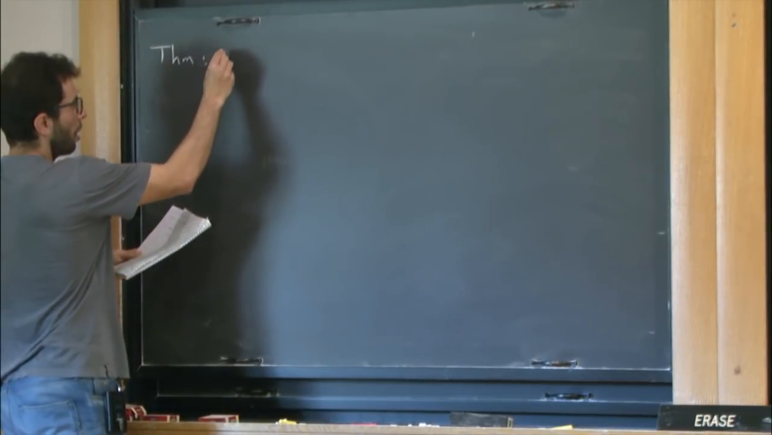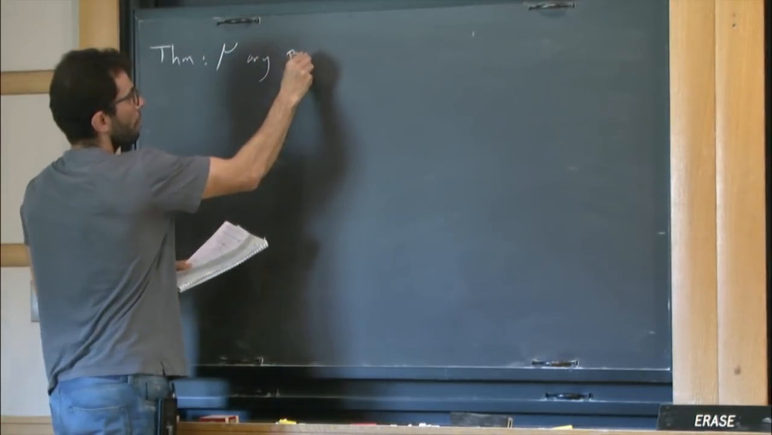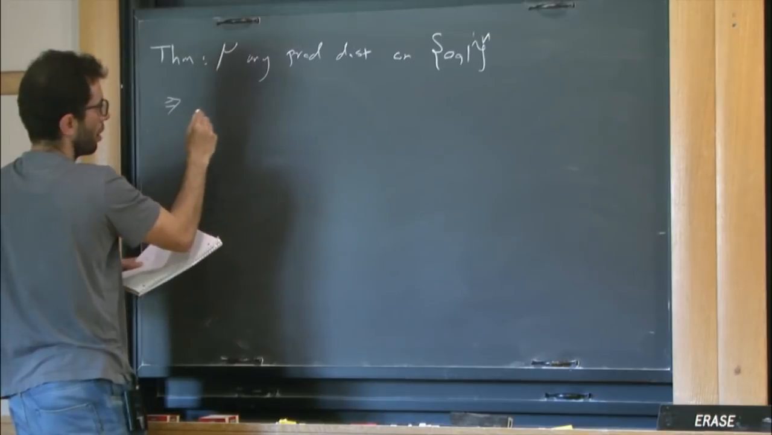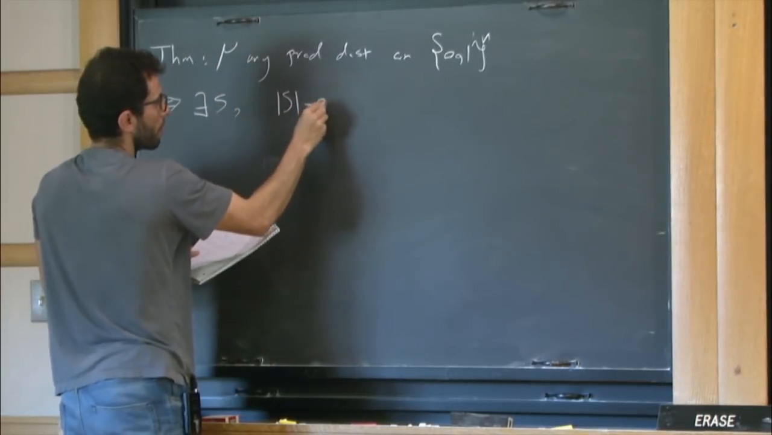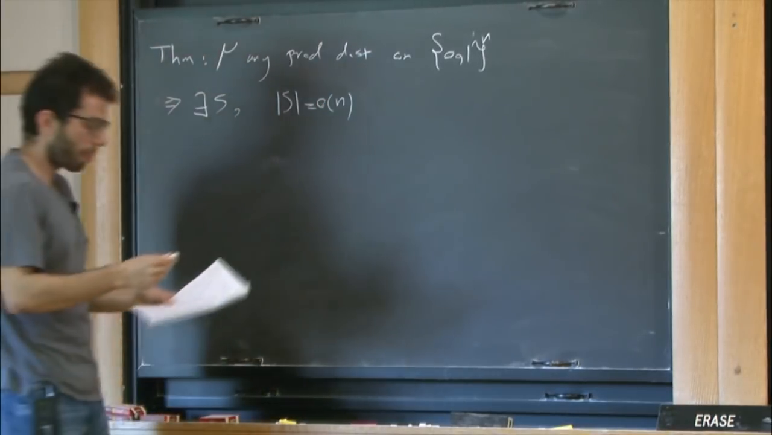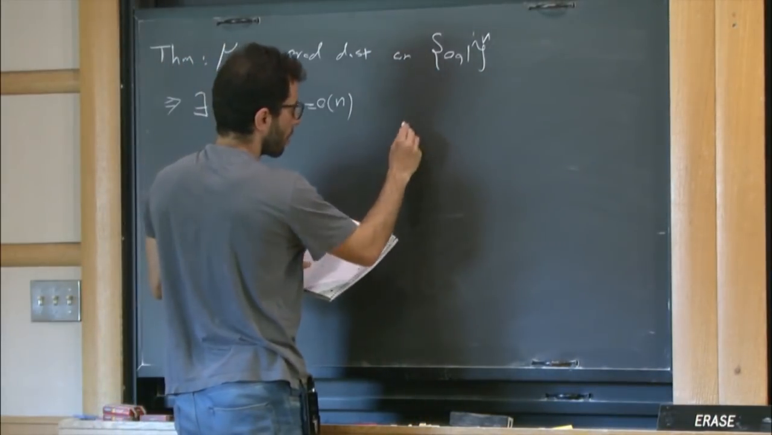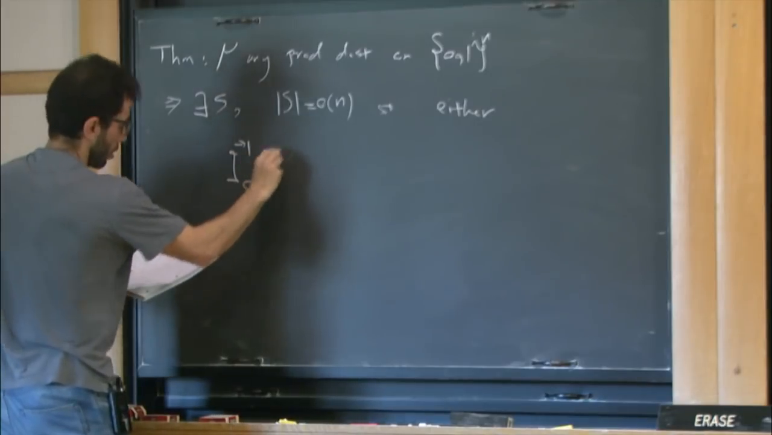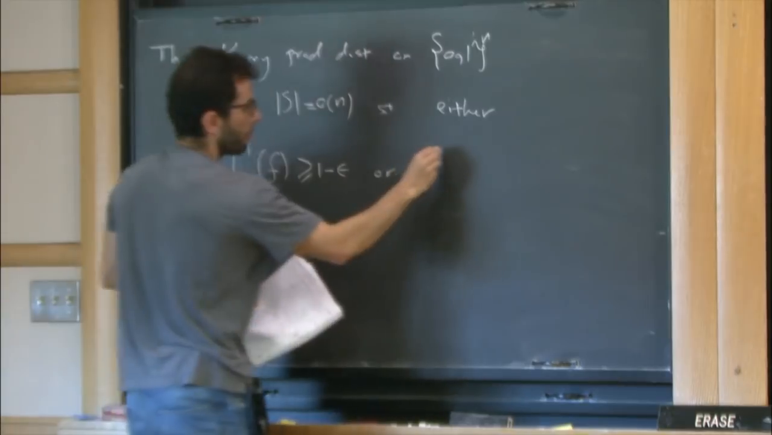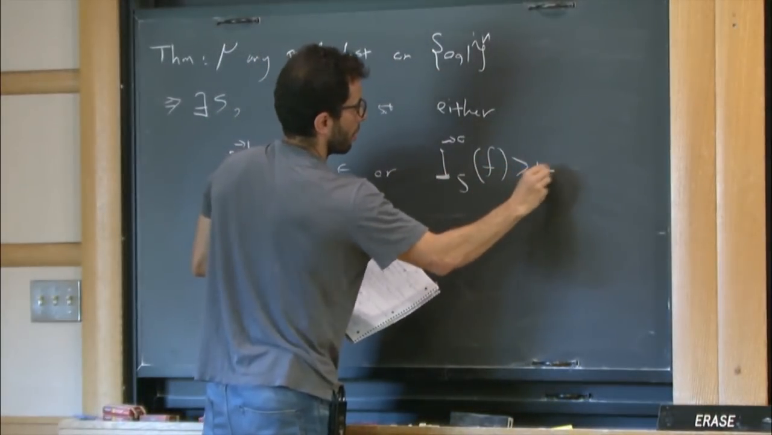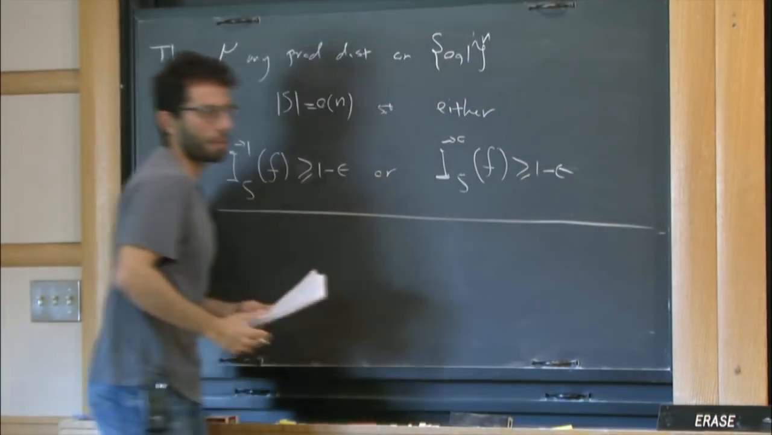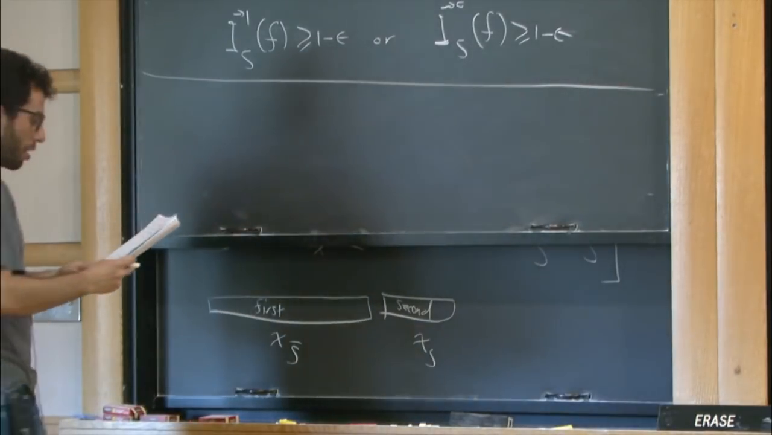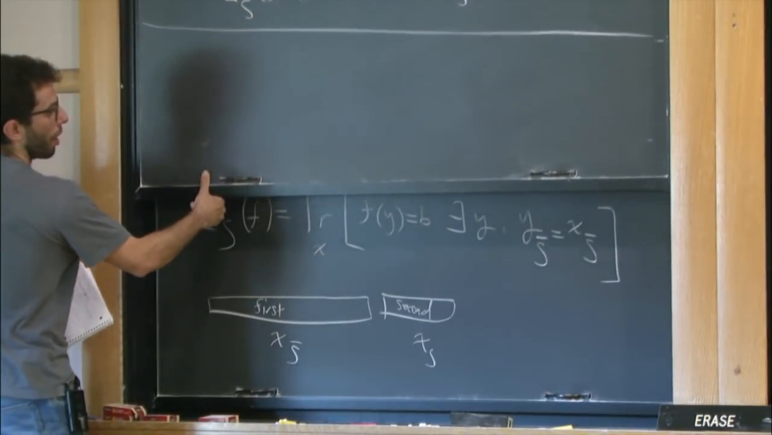So this is what we proved. Mu, any product distribution on 0, 1 to the n, then there exists S, size of S is little o of n. Actually, we don't lose much, so you can get the same bound that comes from KKL. We lose a factor of log n, which doesn't really matter much, such that either this coalition can influence the outcome towards 1 or influence it towards 0. Exactly the statement of the linear Friedgut conjecture. So there is a small coalition that works for one of the sides, 0 or 1.